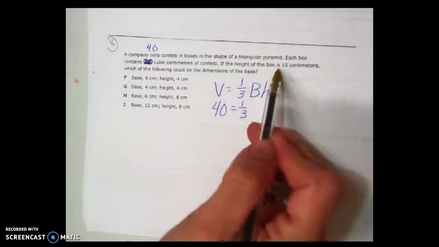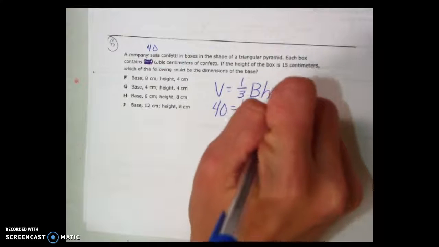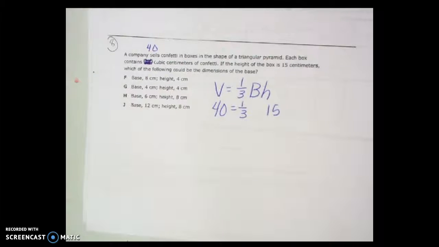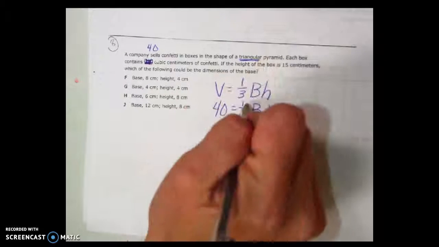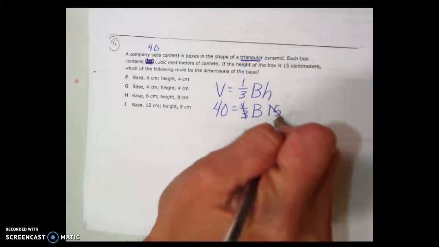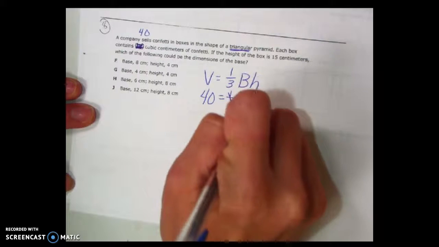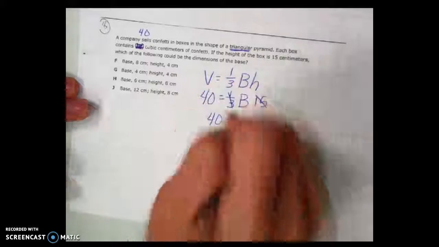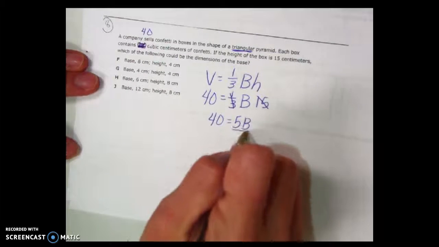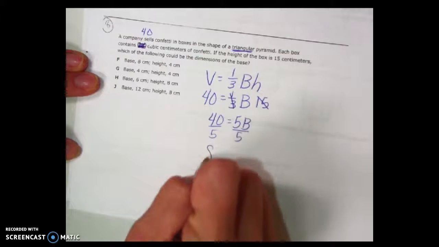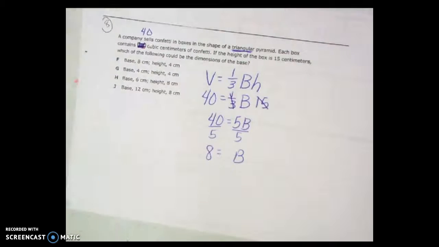If the height of the box is 15, so the height is 15, which of the following could be the dimensions of the base? Okay, we have to keep in mind this is a triangular pyramid. All right, so let's look at what we have so far. If I take 1/3 of 15, that gives me 5. So this is what I have now. So if I divide by 5, that means the area of the base has to be 8.